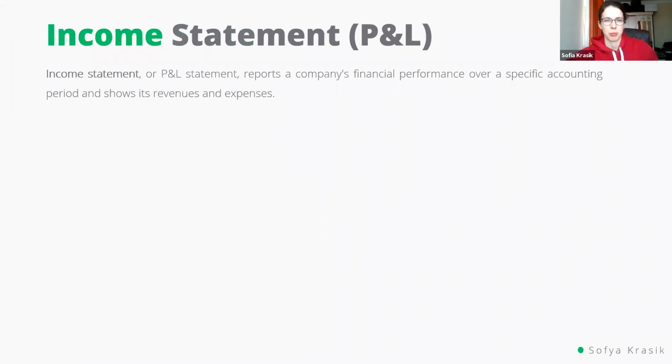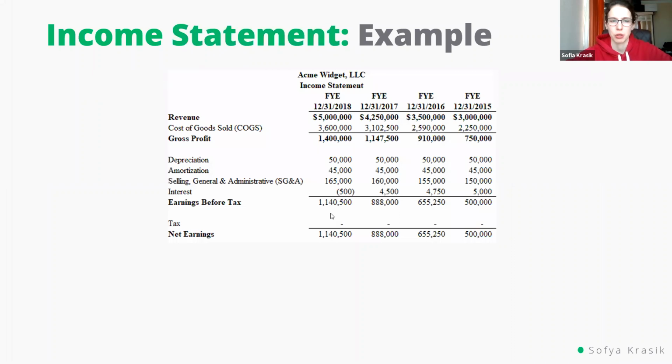Another important accounting report is called income statement or profit and loss statement, or just in short, P&L statement. P&L is a short for company's profit, by the way. So income statement reports the company's financial performance over some period of time. It shows its revenues, its expenses, and final profits. So here you can see an example of the income statement.